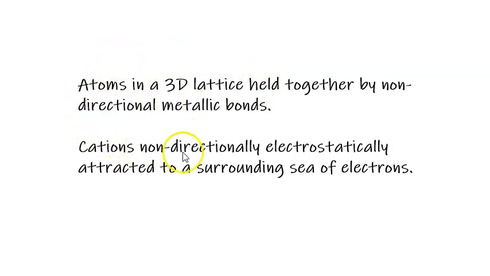Or you could say cations non-directionally electrostatically. So that electrostatically refers to the fact that it's a bond between a positive charge and a negative charge. So it's cations non-directionally electrostatically attracted to a surrounding sea of electrons. So this is really often how the electrons are referred to, that you've got those cations and a sea of electrons. Personally, this definition makes more sense to me, but this is actually the more common definition that I see in the NCEA answer scheme.